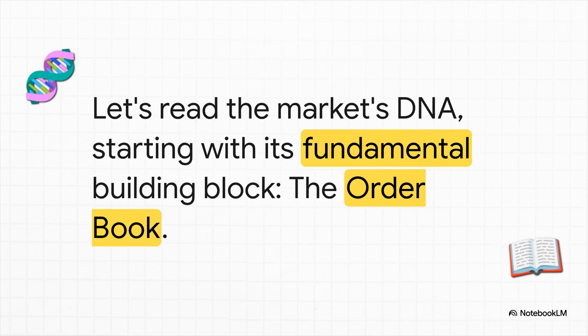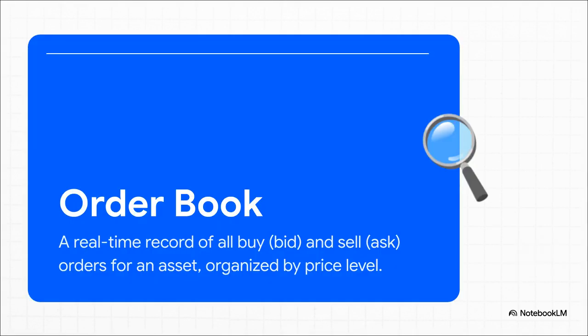So to really understand any market, doesn't matter if it's stocks, crypto, whatever, you've got to start with its DNA. And that core building block, that live record of every single person wanting to buy or sell, that's what we call the order book. Yup, the order book.